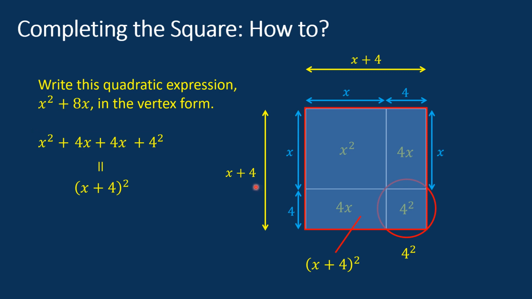However, we are yet to complete. We have added a 4 squared term into the expressions, and to make this viable, we also need to subtract a 4 squared term from the expression so that the expression remains as x squared plus 8x. Now the expression becomes x plus 4 squared minus 4 squared, or x plus 4 squared minus 16.